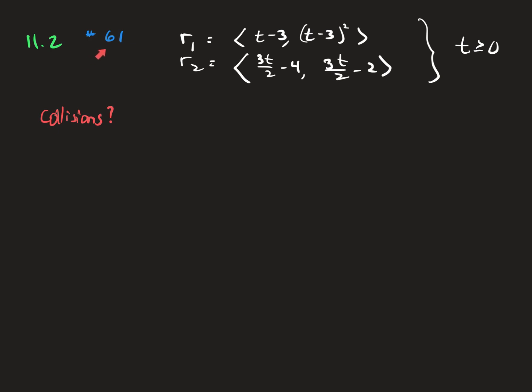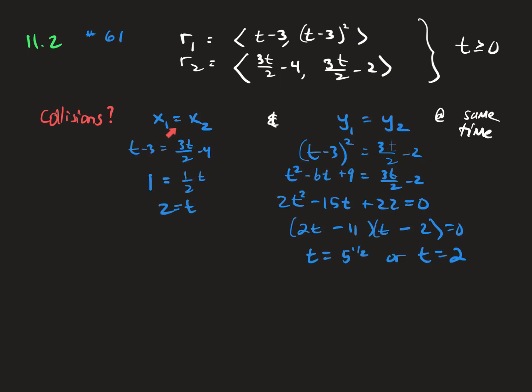All right, in number 61, we have two separate particles, and these are their position vectors. The question is, when will these particles collide? All right, so the x's are at the same place when t is 2, and the y's have the same value when t is 5.5 or t is 2. So when t is 2, these particles will be in the exact same place.